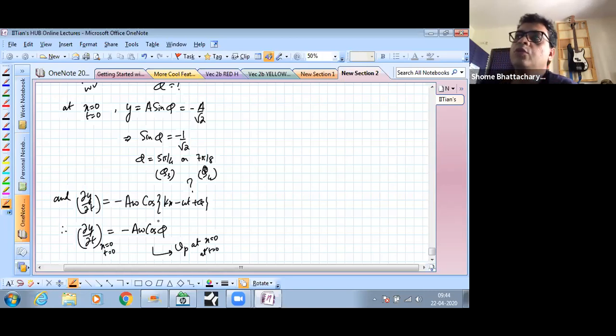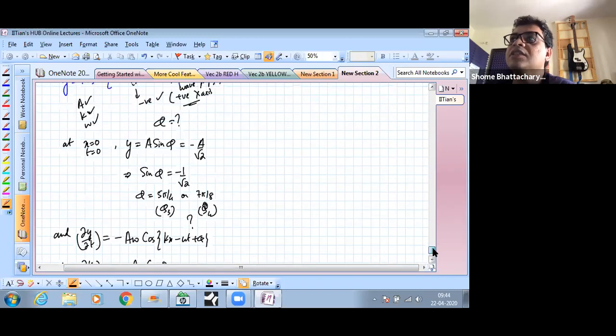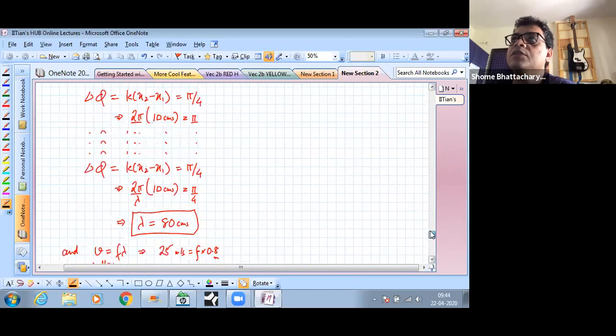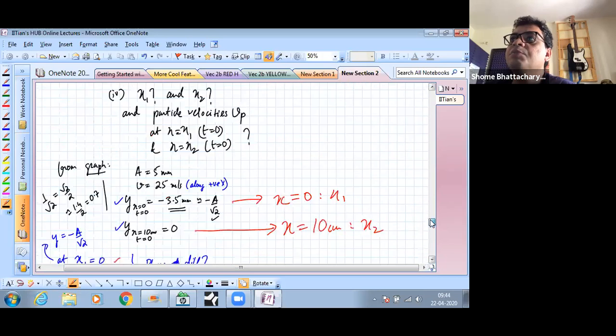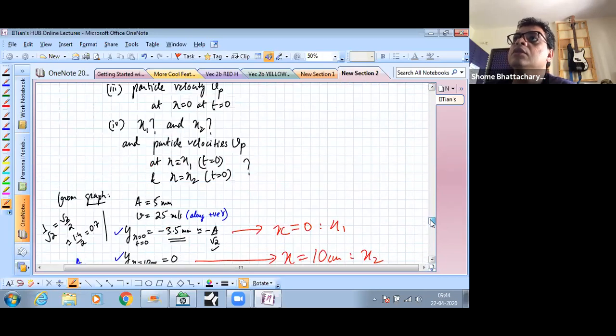So alright people, hope it's clear up to this step. Okay. Now let me go back to my graph and understand particle velocity. This is a nice trick that I always teach all my students. Given a graph, how will I see the particle velocity? Okay. So just follow what I'm doing here.